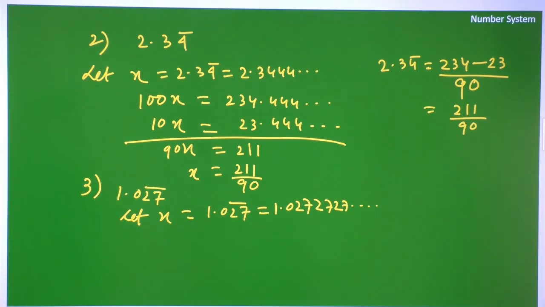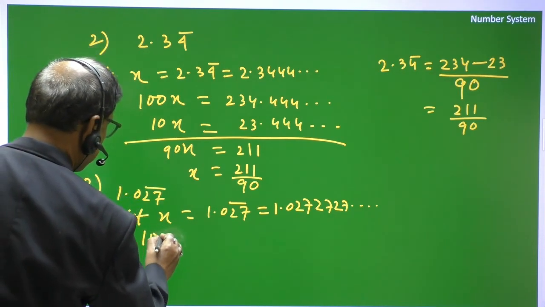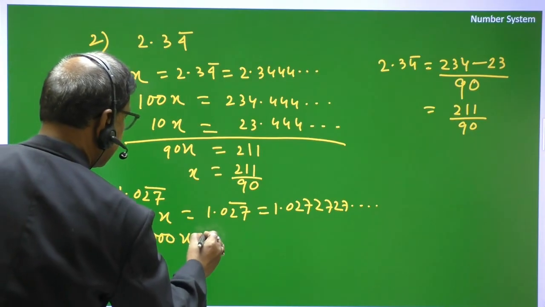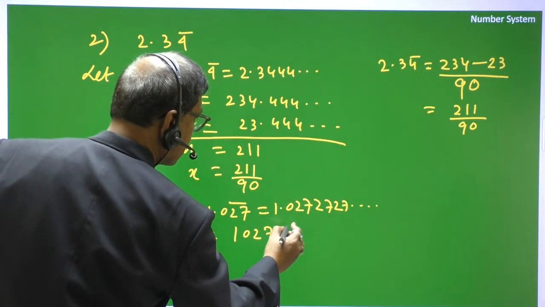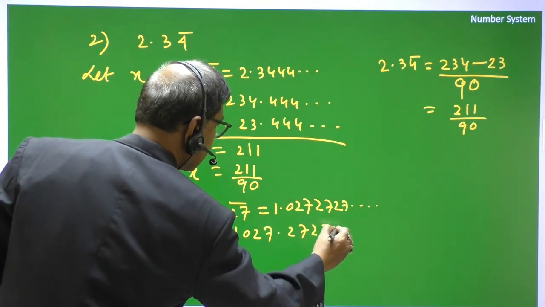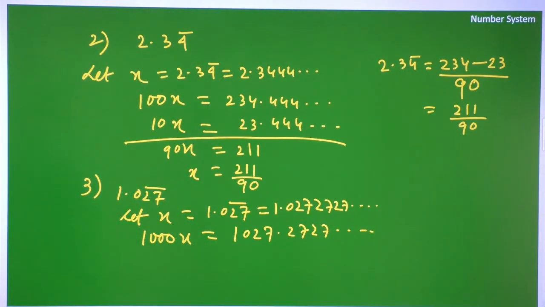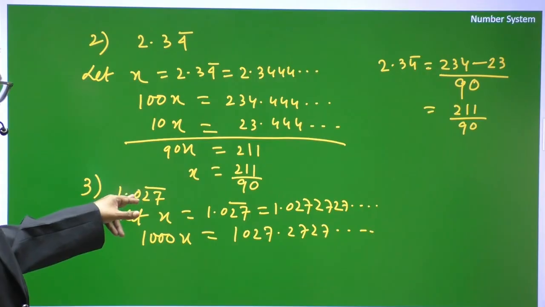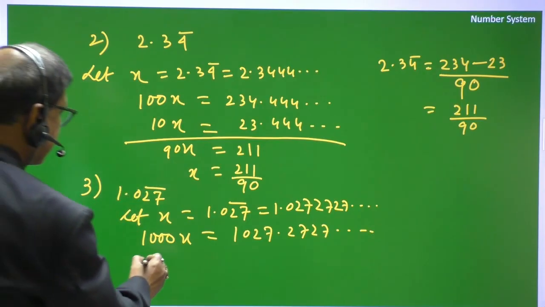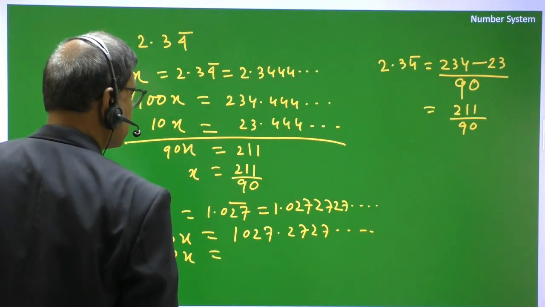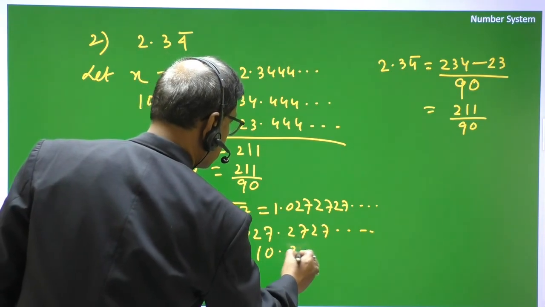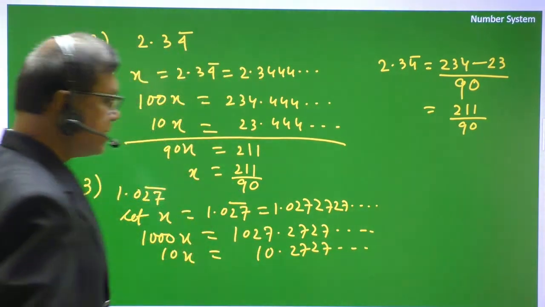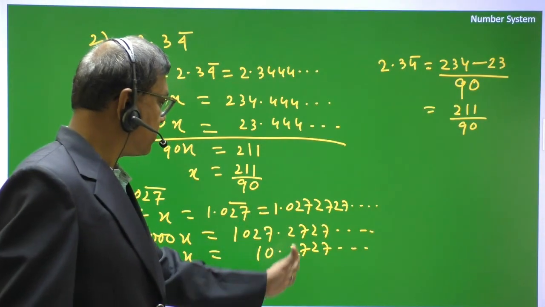So here first we'll multiply by 1000. So 1000x will give 1027.2727 like this. Now after the decimal point only one digit is without recurring, so we'll multiply by 10. So 10x will give 10.2727 like this. And check here, after the decimal point both parts are the same.